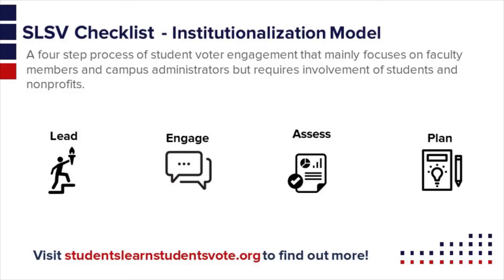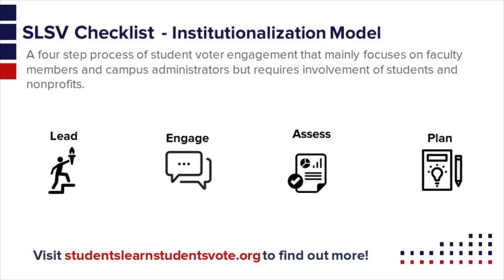And what do I mean when I say this work? So it all starts around our framework, which is called the Students Learn, Students Vote checklist. This is our institutionalization model that we use for starting this work on campuses, but not just doing it for the short term. We really want this work to be something that campuses do year in and year out, every year, not just on major election years. And so the framework that we work around is this institutionalization model, which we also refer to as the LEAP model. Lead, engage, assess, and plan. And I'll quickly walk through what each of those mean.